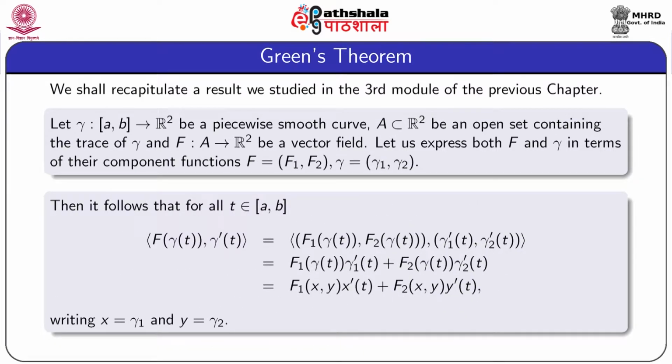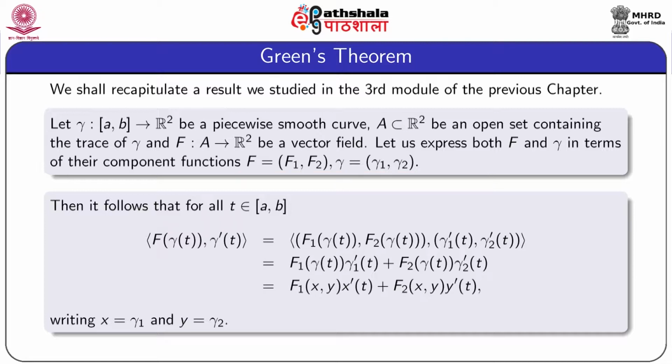Now, we shall recapitulate a result we studied in the third module of the previous chapter, that is line integrals. Let gamma from AB to R2 be a piecewise smooth curve. A is an open set in R2 containing the trace of gamma, and F from A to R2 be a vector field. Now, we express both F and gamma in terms of their component functions, that is, let F equal to F1 F2 and gamma equal to gamma 1 gamma 2.